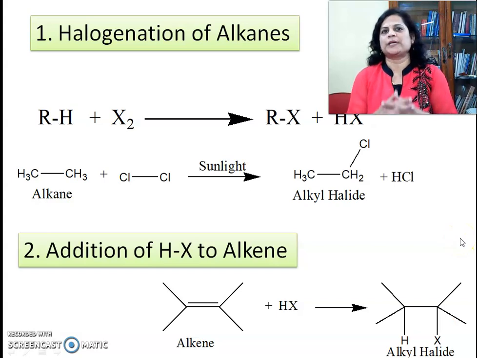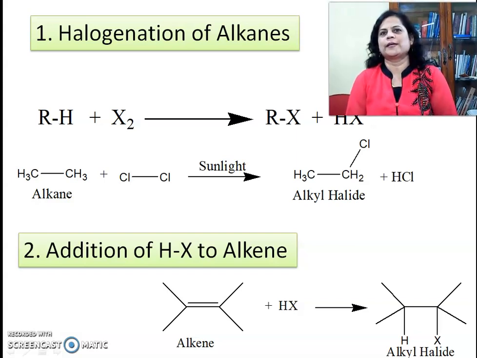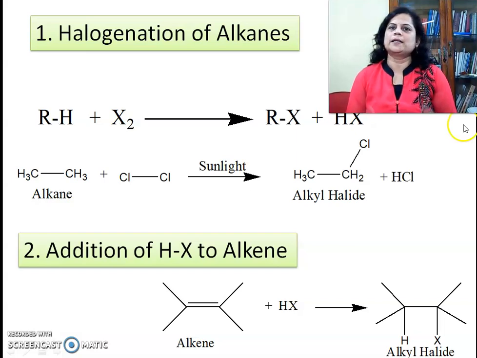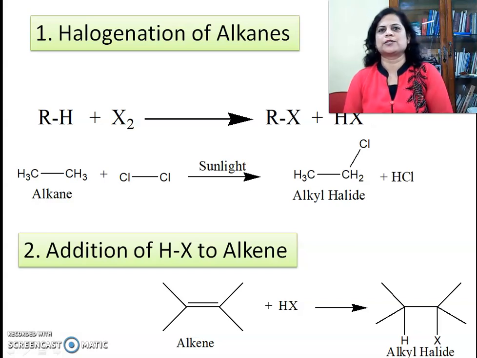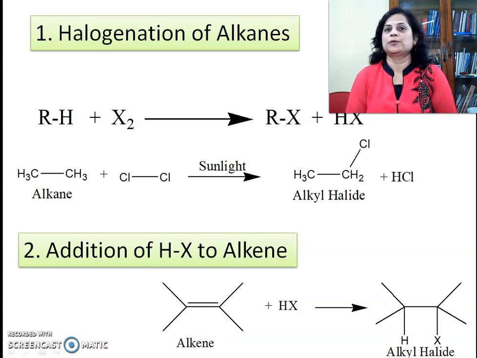Now these two methods, halogenation of alkane and addition of HX to alkene, you have studied last year. Actually, in the halogenation of alkane the product is a mixture of different types of alkyl halides, that is monohalogen, dihalogen and trihalogen, and it is very difficult to separate the mixture of these alkyl halides, therefore that method is not used.